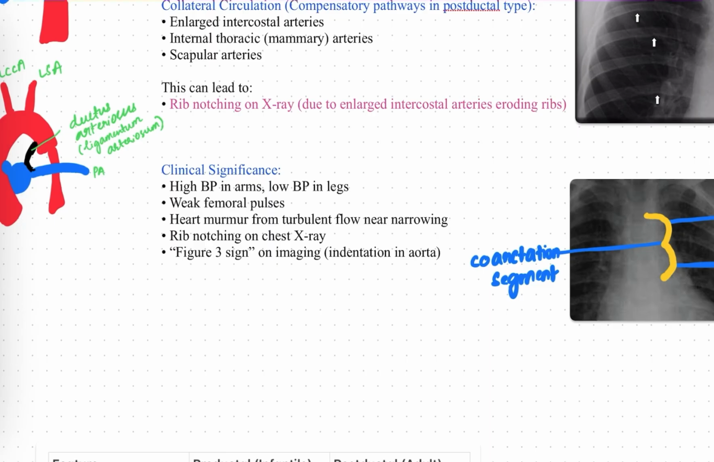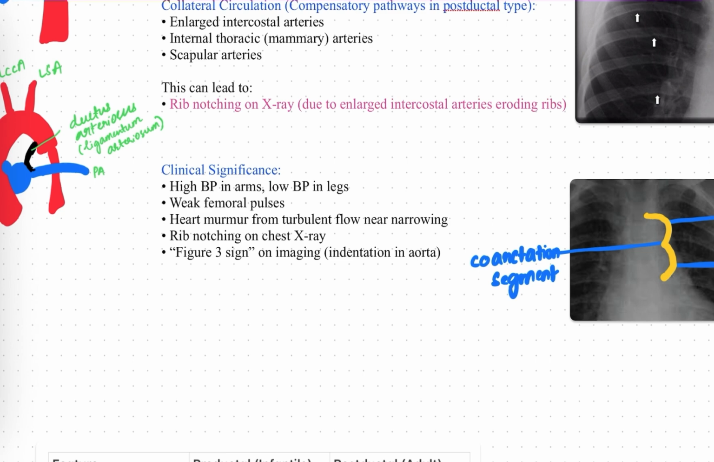This is because the upper part of the body is receiving the blood from the arch of aorta and the ascending aorta, whereas the descending aorta is where there is a coarctation. That's why there is less amount of blood received in the legs. So there will be low blood pressure in the legs, high blood pressure in the arms. So differential blood pressure is a clinical point.